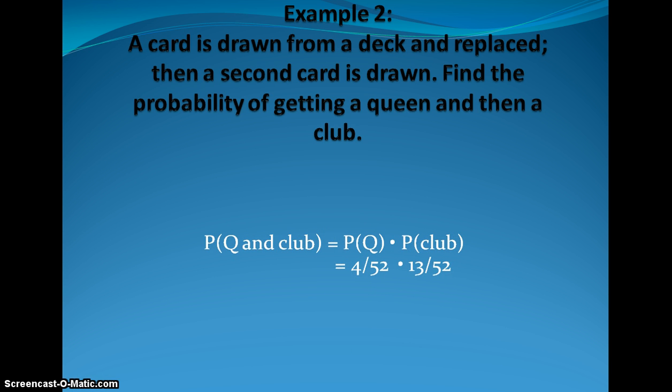So then in this case, there's 4 out of 52 queens, 13 out of 52 are clubs. I'd multiply them together, and I'd simplify my answer. There's a 1 out of 52 chance that I will get a queen, put it back in the deck, and then I will get a club. It says nothing about the queen of clubs. Just a queen first, any of the 4 queens, followed by any of the 13 clubs.